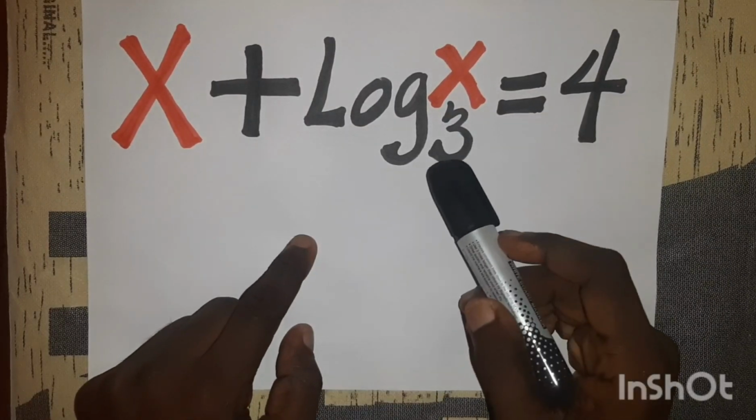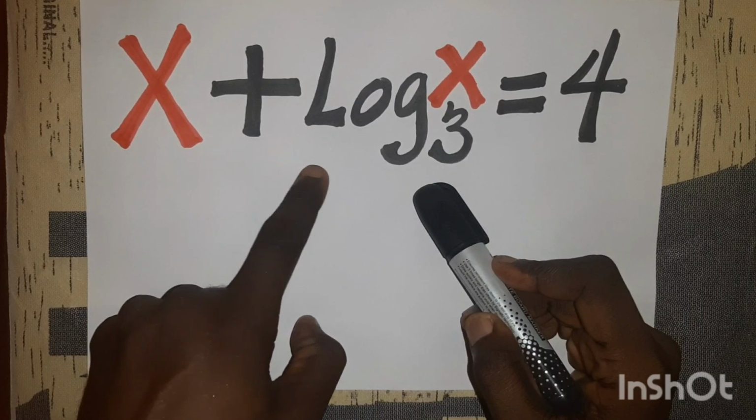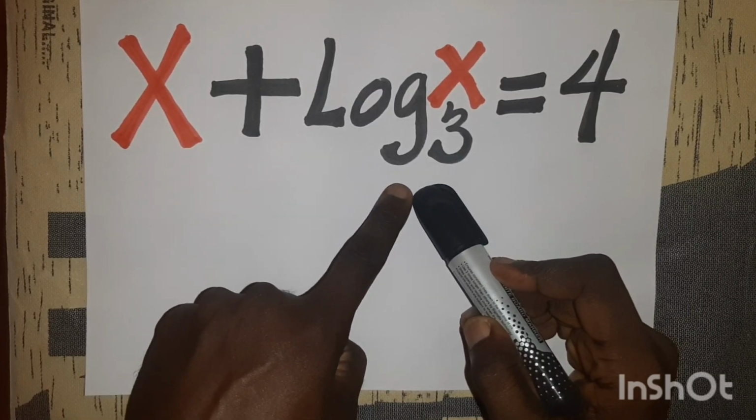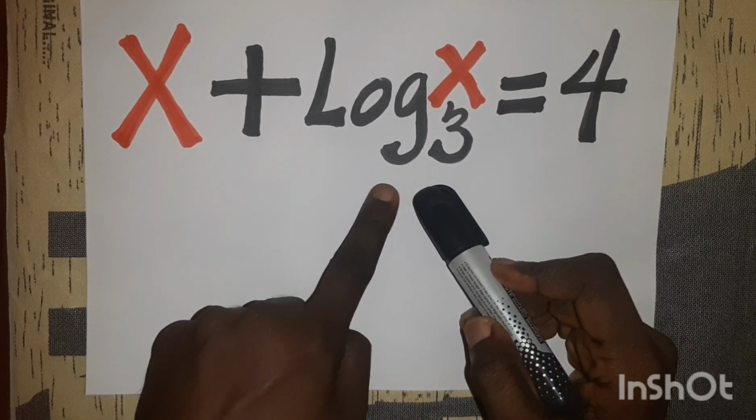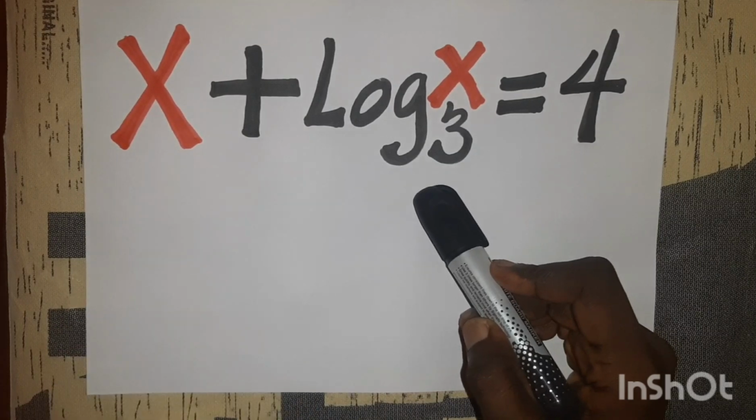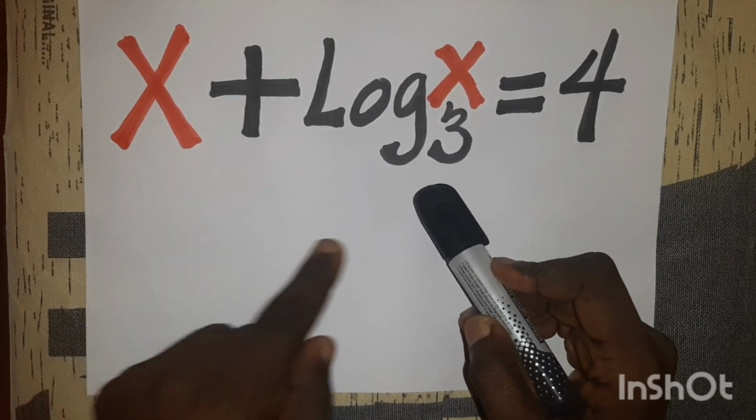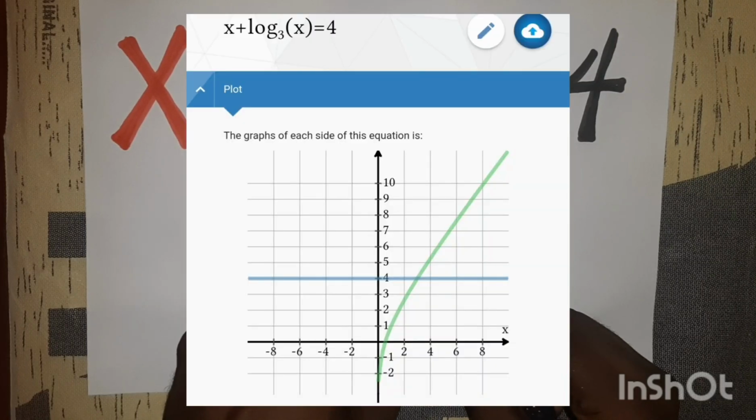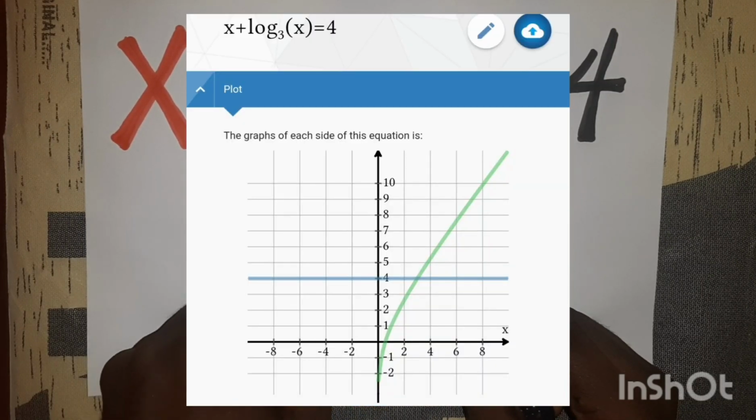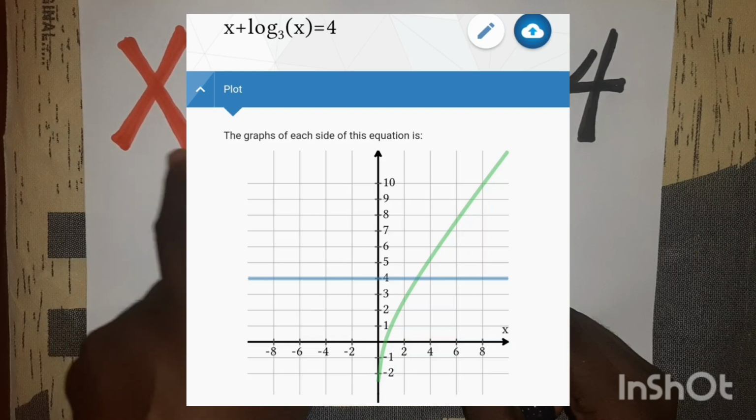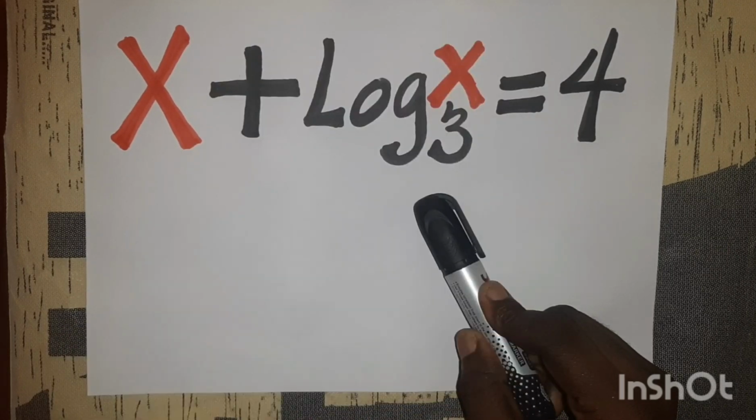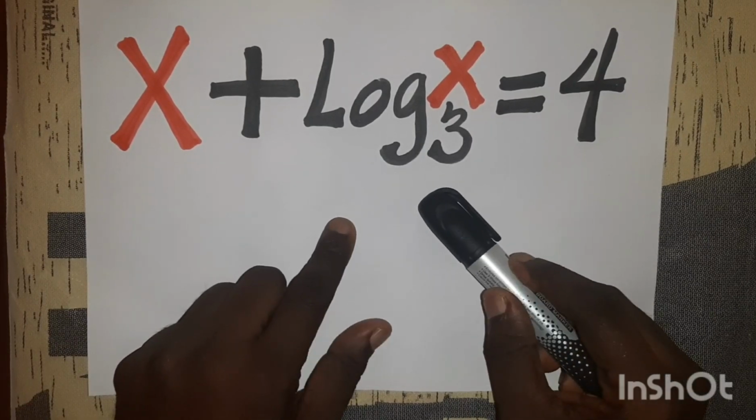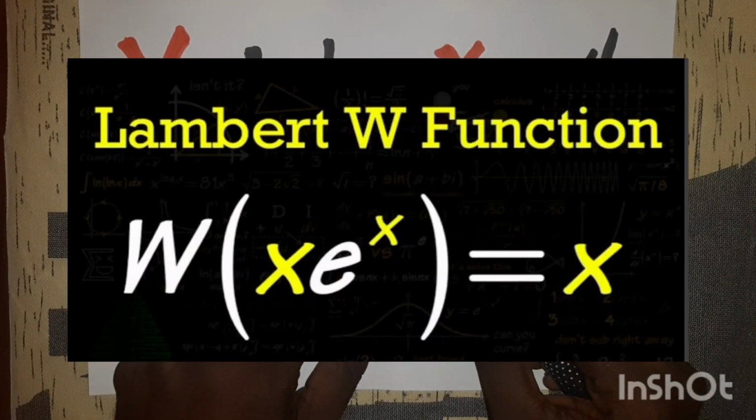Okay, so we have this interesting equation here, and in this video we are not going to be solving this equation by graph, although graphically if you graph this equation, you will notice that from the graph the value for x is 3, but we are not going to be using that approach. So we are going to be using a rigorous algebraic approach involving the Lambert W function.